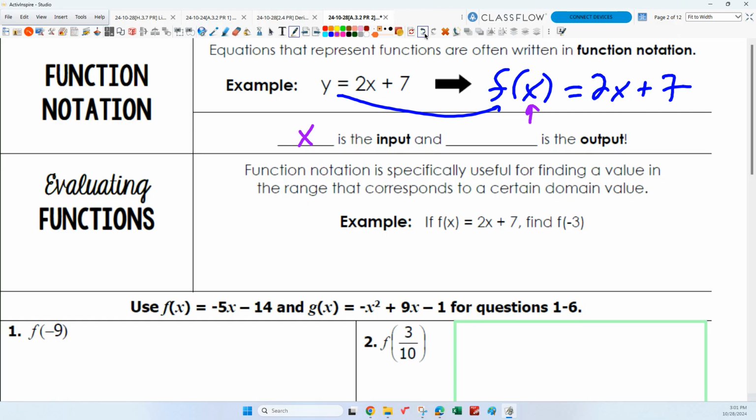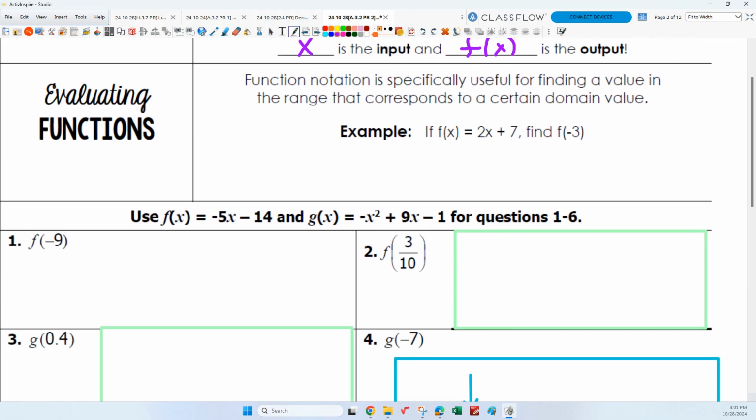Now, normally the output we would have called y, right? That's our output variable. What do we call it here? F of x. F of x is the output variable, okay? That gives us the output values. And we know how to do something like this problem. We're given a function in function notation, f of x equals 2x plus 7, and it asks us to evaluate the function at -3, f of -3. What am I doing when I calculate f of -3?